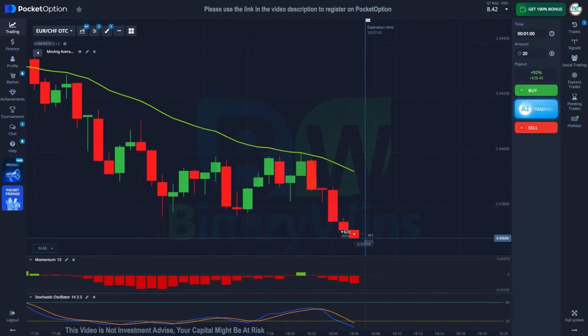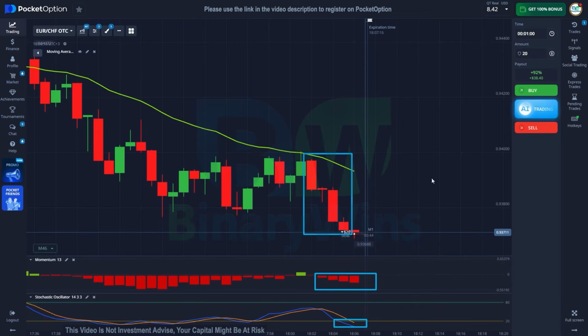So if you look, we have the red histograms, the cross has happened, we have a bearish momentum, and the candles are moving below the moving average. That is why I entered the lower trade.